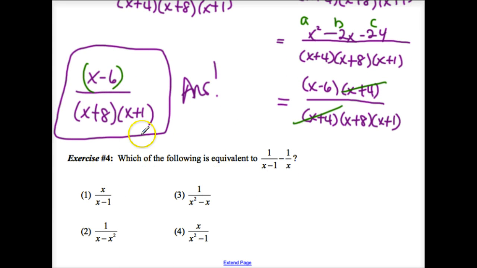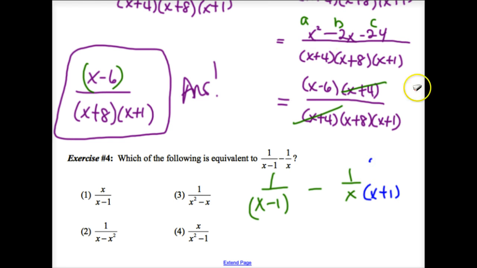This is what regions look like. Which of the following is equivalent to this? So again, need to find my common denominator. So I am going to multiply. Let's rewrite this so I have some things to do. 1 over x. So I want to multiply this by x minus 1. And the top as well. Here I'm going to multiply by x. And what am I left with?